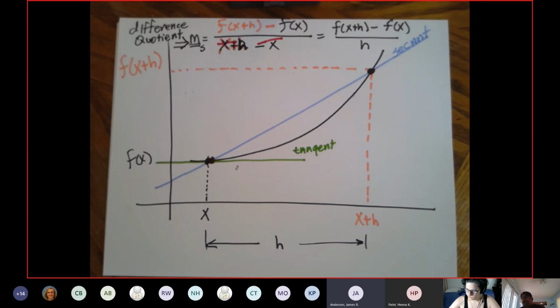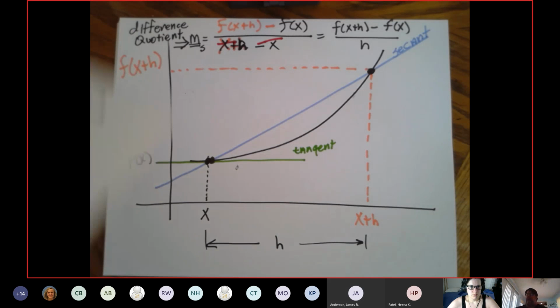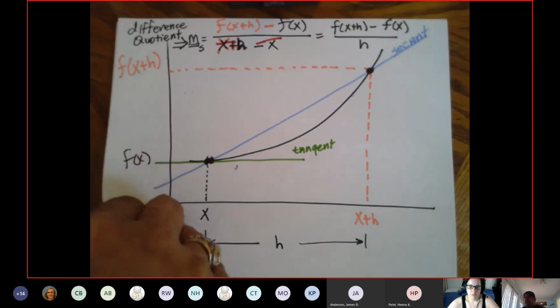Now, what is the limit theory? Well, the limit theory is basically... I'm going to give you an example of the limit theory.